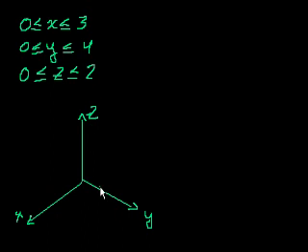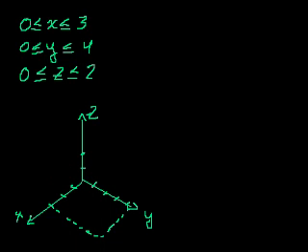Okay, so x is between 0 and 3. So that's x is equal to 0. This is x is equal to, let's say, 1, 2, 3. Y is between 0 and 4. 1, 2, 3, 4. So in the xy plane, the base of our cube will look something like this. And then z is between 0 and 2. So 0 is the xy plane, and then 1, 2. So this would be the top part.